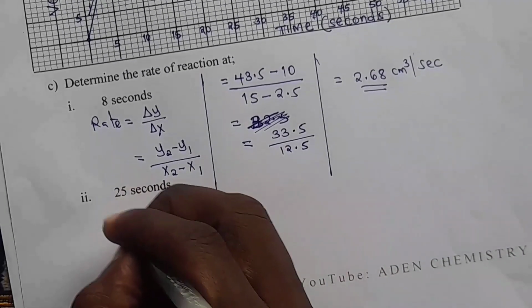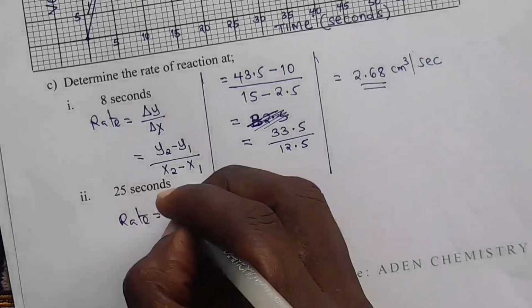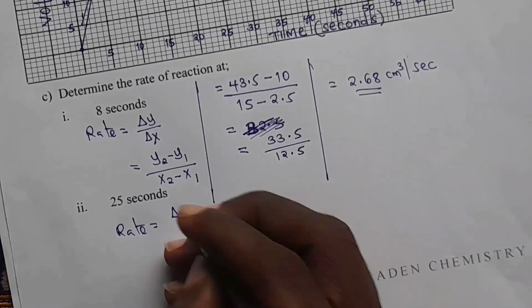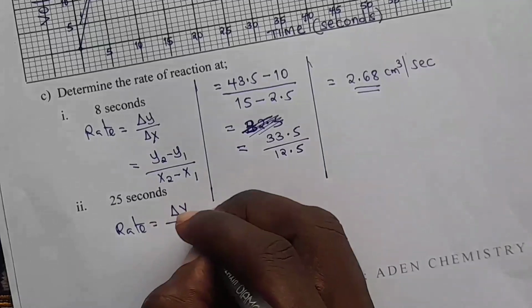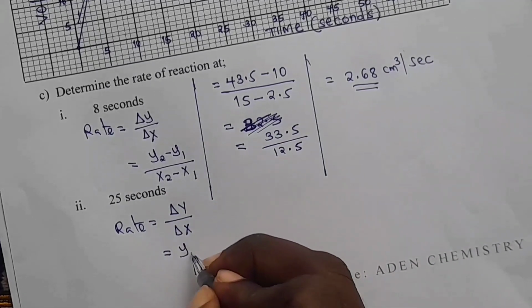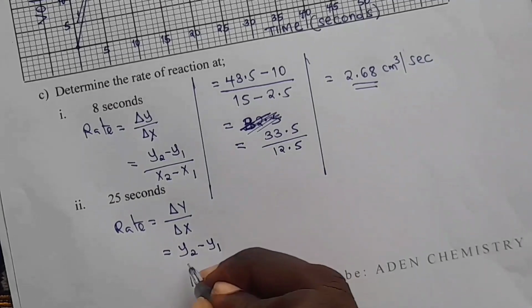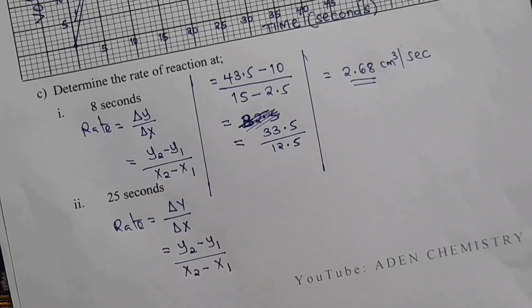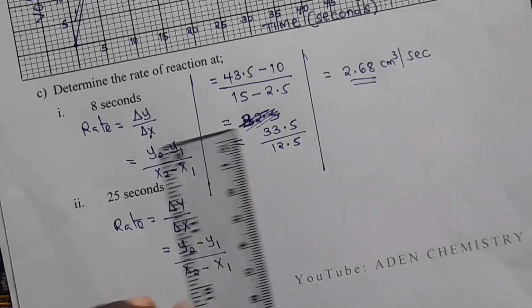So let us see the formula for calculating rates. We said rate is given by calculating the gradient of that curve. That's change in y over change in x. Then we're talking about change in y, we mean y2 minus y1 divided by x2 minus x1.